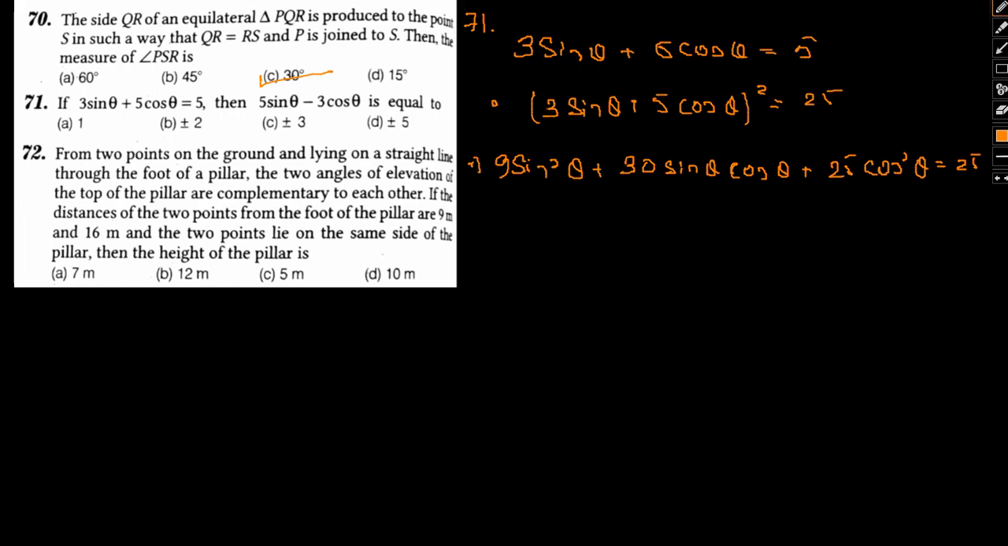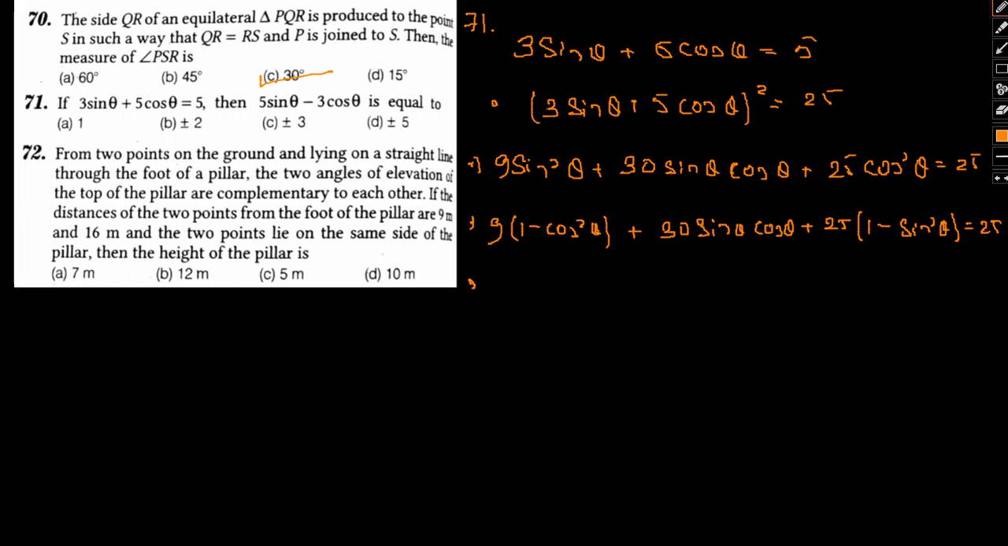Now sin square theta, we can write this as 1 minus cos square theta, so 9 into 1 minus cos square theta, plus 30 sin theta cos theta plus 25 into 1 minus sin square theta is equal to 25, simply because sin square theta plus cos square theta equal to 1. So we use that simple concept.